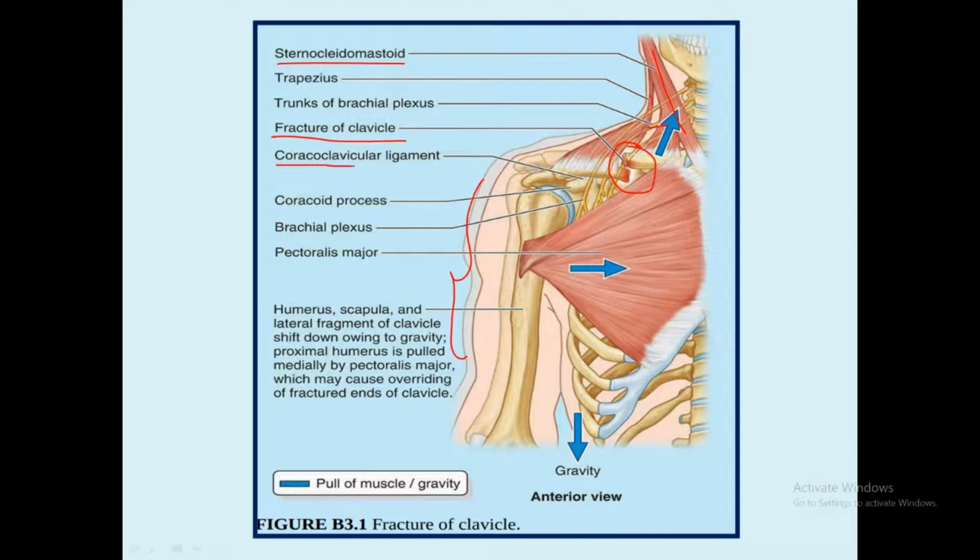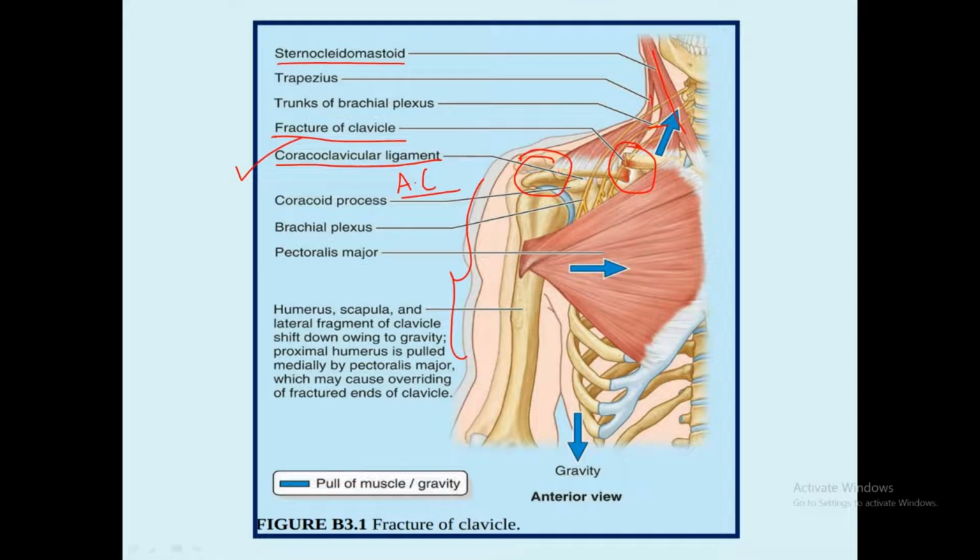The strong coracoclavicular ligament usually prevents the dislocation of the acromioclavicular joint. This coracoclavicular ligament prevents the dislocation of the acromioclavicular joint. So here we can find the acromioclavicular joint.